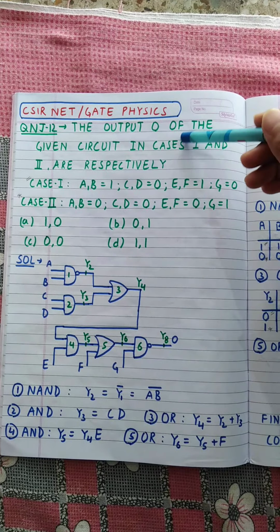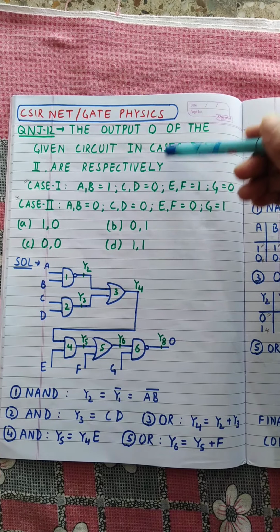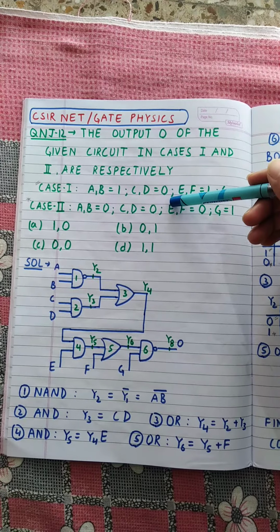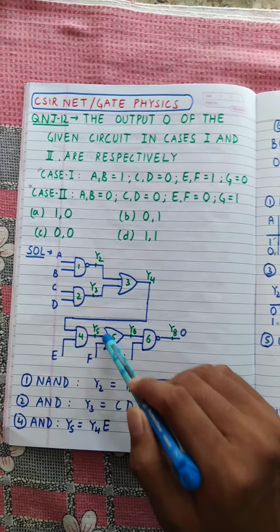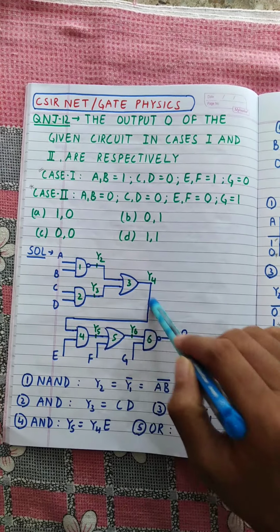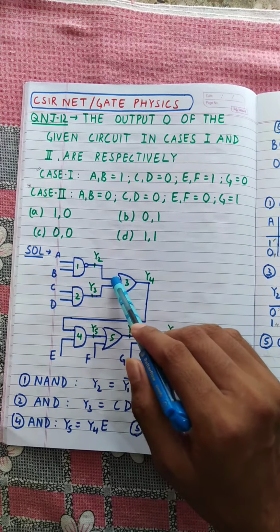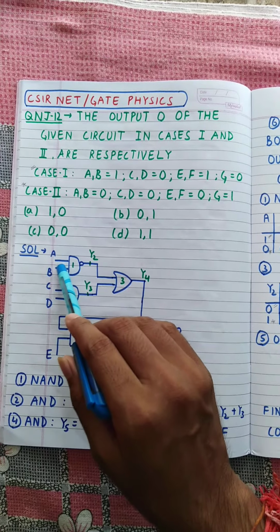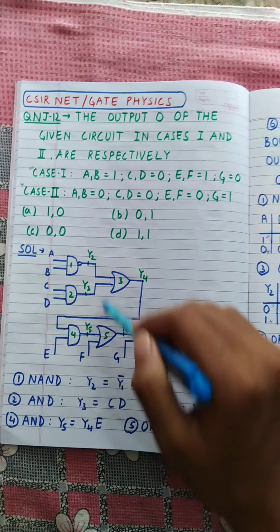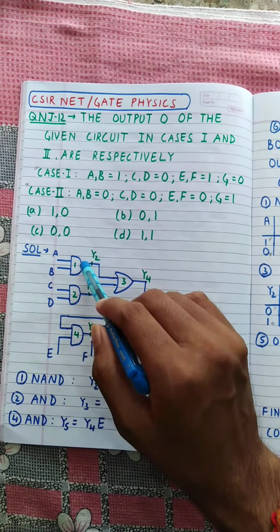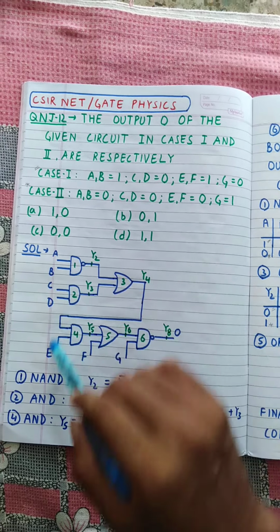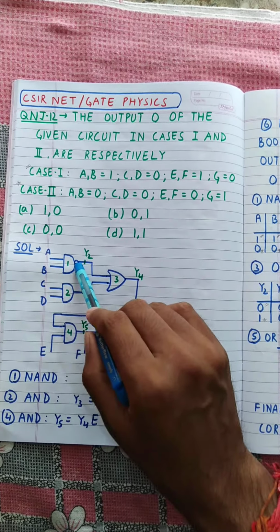From looking at the question we can guess that it is from the topic digital electronics. First pay attention to the circuit diagram. This is the arrangement of gates, and we can name the inputs A, B, C, D, E, F and G, and we have written the gate numbers. Gate number 1 is a NAND gate.